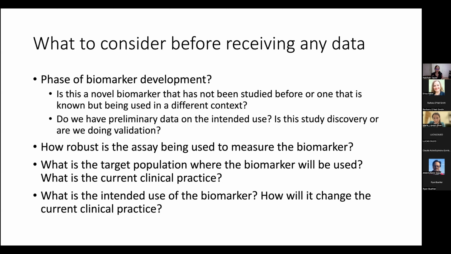So in initial discussions, we want to know, what is the target population? Because that's where you actually need to study the biomarker. The biomarker must be studied in the population you want to use it in. What is the current clinical practice in that population? And what is the intended use of the biomarker? How will it change that current clinical practice? Those are really key questions when you're designing and thinking about or analyzing any biomarker data.